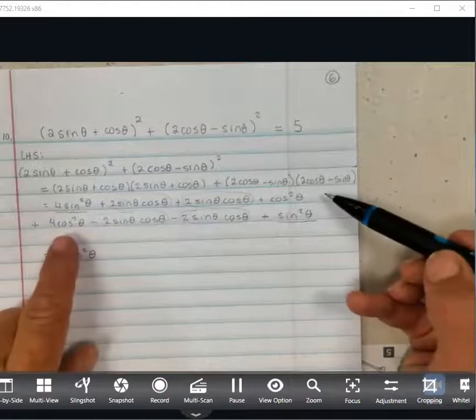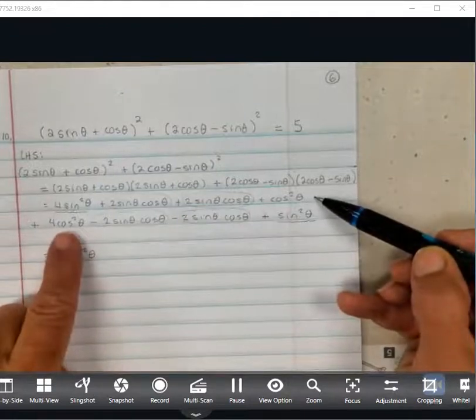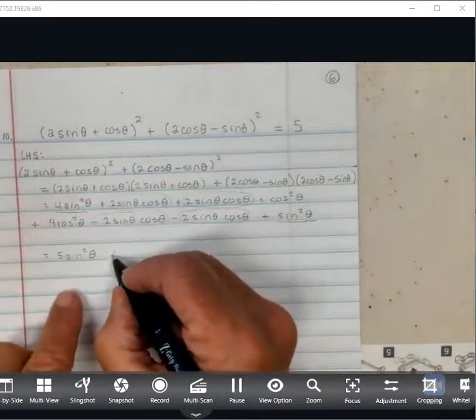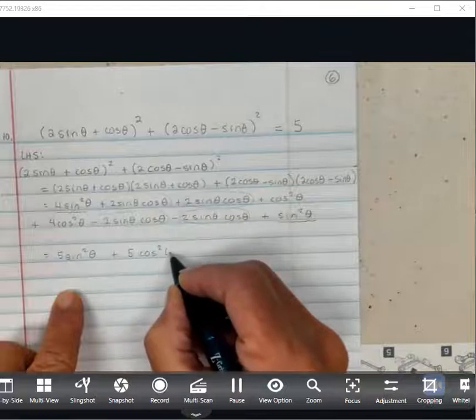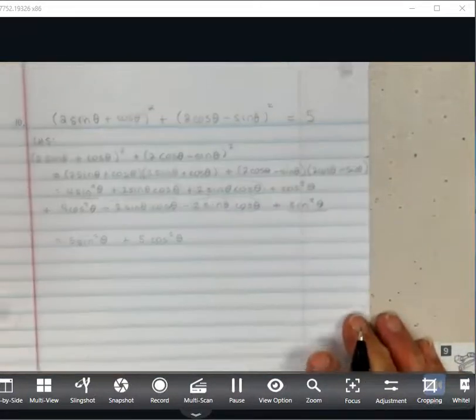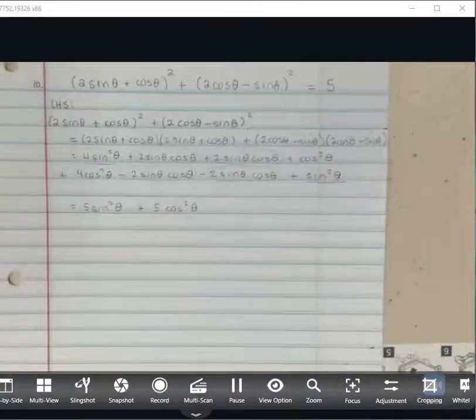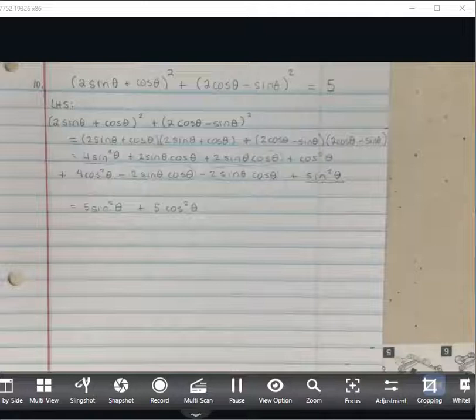And then finally, the remaining terms are a 4 cosine squared plus a cosine squared to give me a 5 cosine squared. So we multiplied it out, combined like terms, and that's all that's left. And if I can get that 5 out of the way, I'll have a sine squared plus a cosine squared. That 5 is a common factor. I'm going to pull it out.